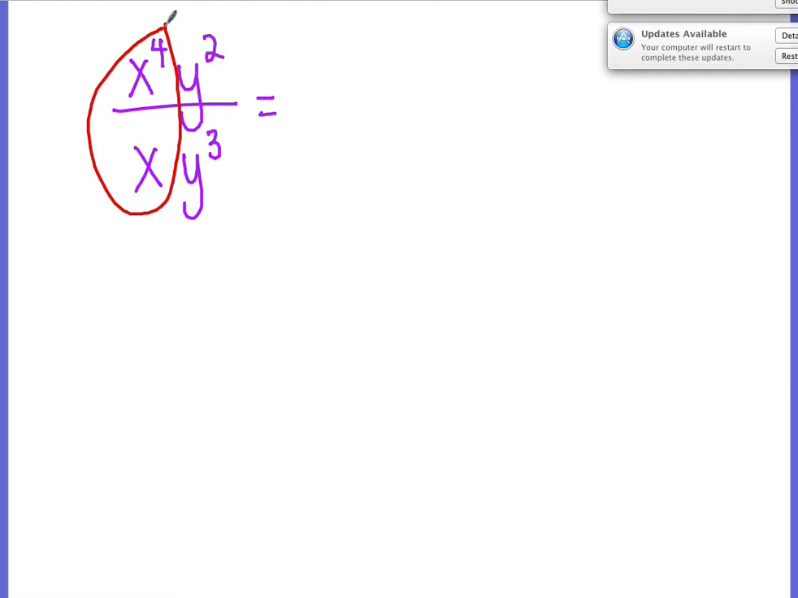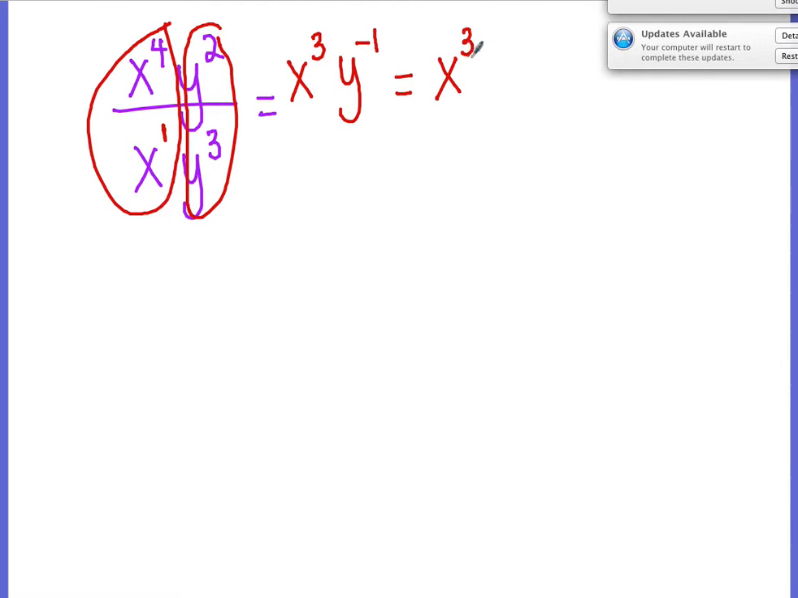Okay, so let's say you have x to the 4th y squared divided by x y cubed. Well, what you do here is you look at the terms that have the same base. So 4 minus 1, this exponent is 3. With division, you end up subtracting the exponents. So that's x cubed. And this is y to the negative 1 power, because 2 minus 3 is negative 1. I want to write this so the exponents are positive. So the x cubed stays in my numerator, and this term becomes a positive exponent once I rewrite that in the denominator.